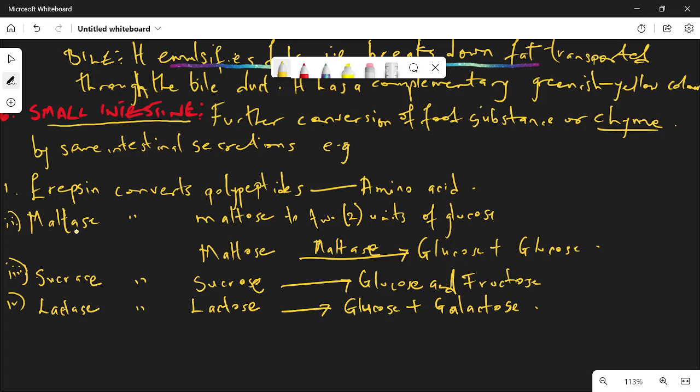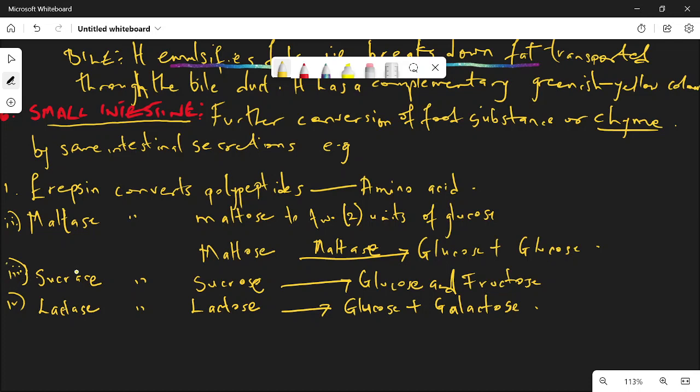And then we have the second one here, maltase. Remember that the food that we put in our mouth, the ones that are starch, have been converted by an enzyme in the saliva called ptyalin. Ptyalin has converted the starch to maltose. So it is this maltose that maltase now acts on. The maltase will act on the maltose to convert it to 2 units of glucose. Maltose is acted upon by maltase, which converts it to glucose plus glucose. So we have 2 units of glucose. This is one and this is another.